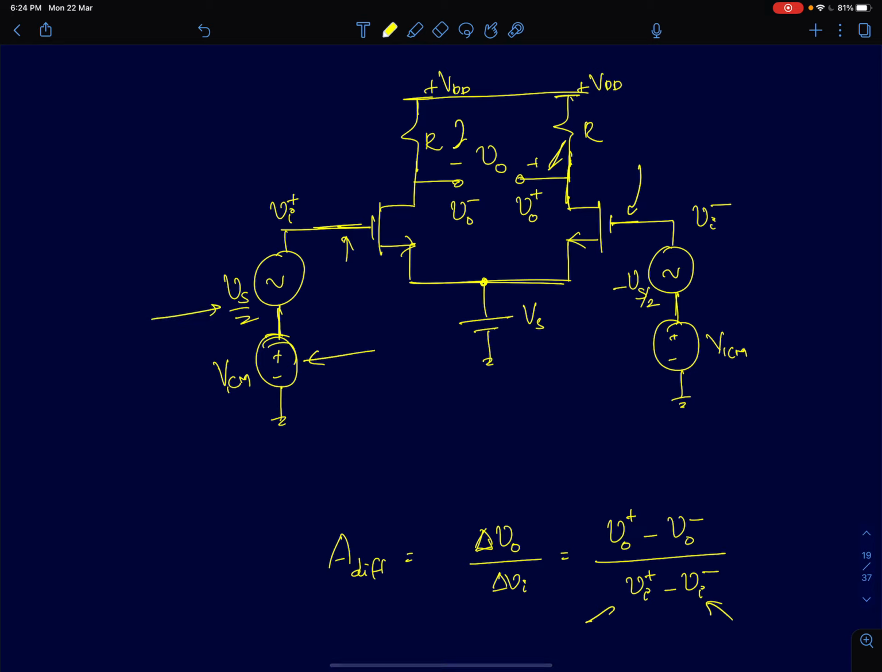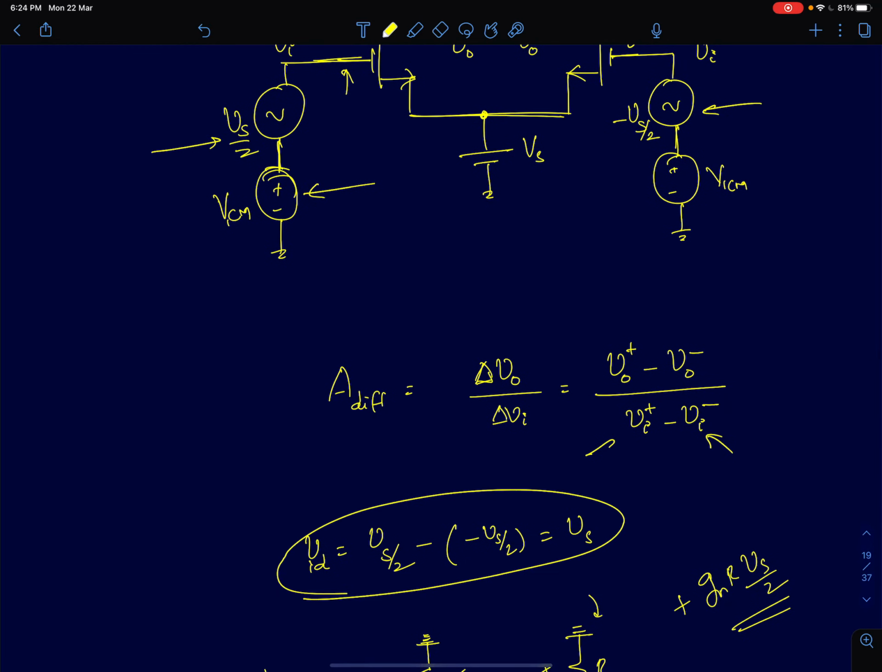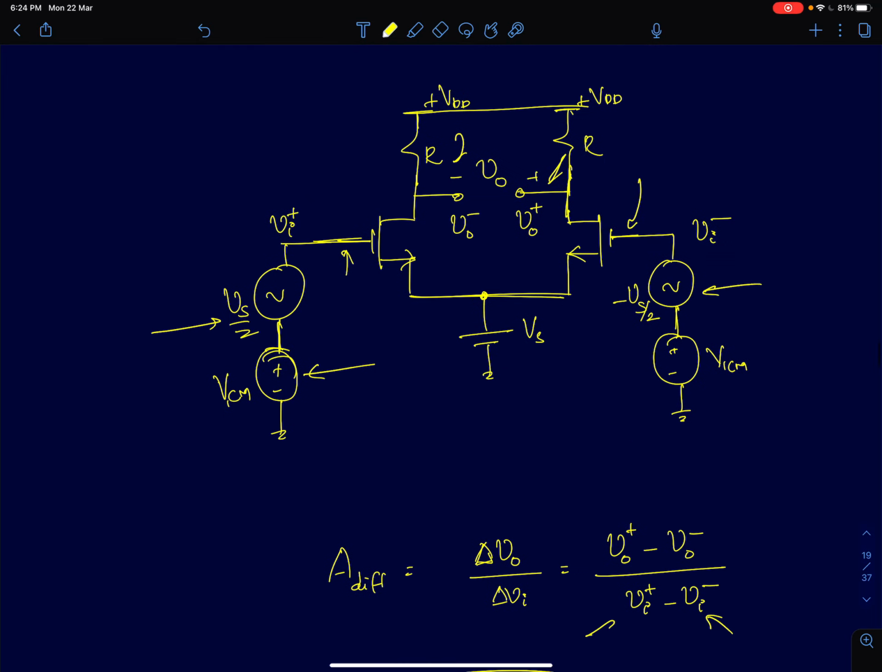So VI plus is Vs by 2, the small signal part, and VI minus is minus Vs by 2. So the differential input VID is Vs. Now we'll have to find out the differential output. For that we can directly draw the small signal model.